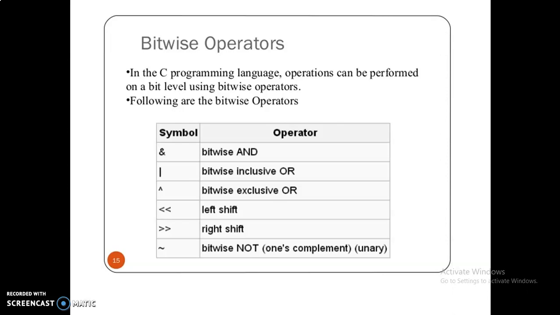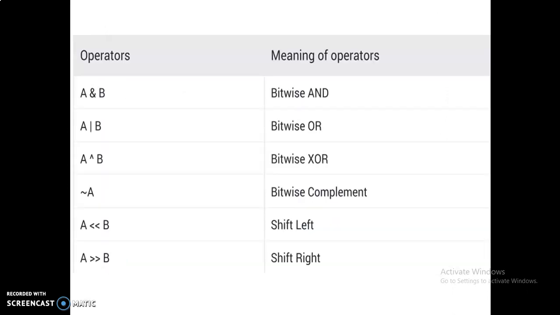The following are the bitwise operators: single ampersand. In logical operators, double ampersand is used for AND and double vertical line is used for OR. Here, single ampersand is used for bitwise AND, and a single pipe symbol is used for bitwise OR, and then bitwise exclusive OR, left shift, right shift, and bitwise NOT. These are all the bitwise operators in C.